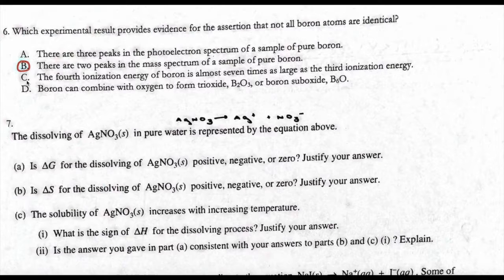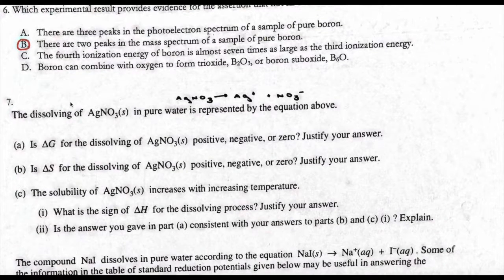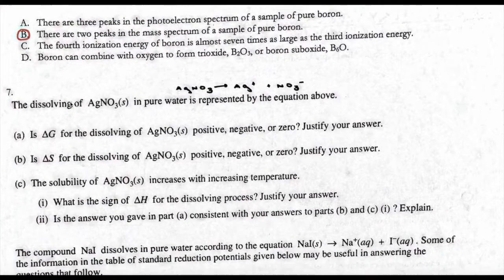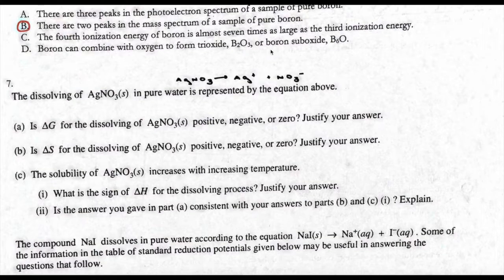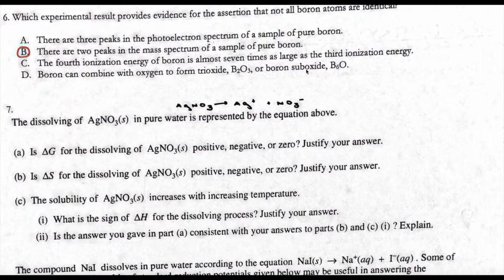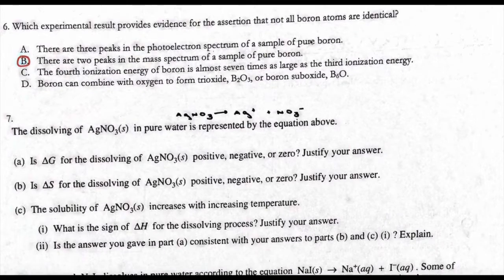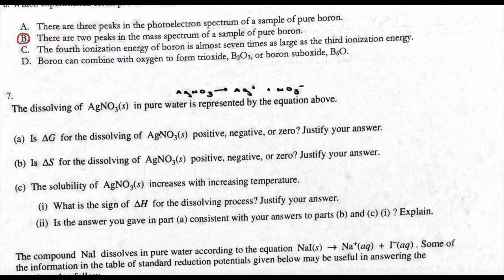The 4th ionization energy is almost 7 times as large. That doesn't tell you that there are different versions of boron atoms. And D, boron can combine with oxygen to form trioxide. That has nothing to do with the fact that there are at least two different versions of boron. So the fact that boron exists as an isotope helps to support that assertion, and therefore your answer is B.